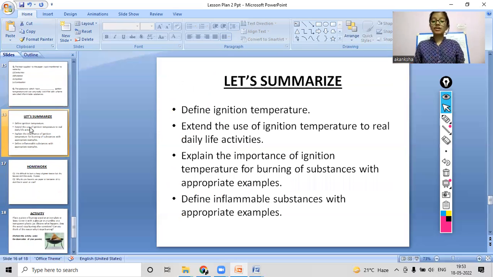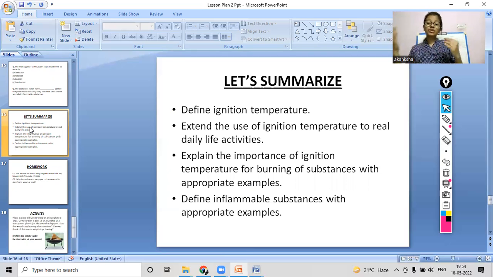So let's summarize it. So now you have to define ignition temperature. What according to you is ignition temperature? Ignition temperature is the lowest temperature required for a substance to catch fire. Yes, very good. Okay, so now extend the use of ignition temperature to real or daily life activities. Like, yes, the burning of wood, coal, petrol, diesel, these are all examples, right? So now you have to explain the importance of ignition temperature for burning of substances with appropriate examples.